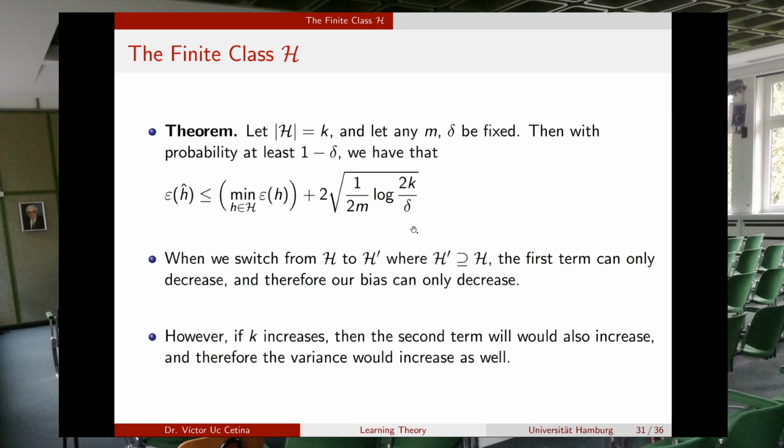However, if k increases, so now we are talking about this second component, then the second term will also increase. And k is the number of hypotheses. So if we increase it, this expression will increase, because we are now considering more hypotheses, and this expression is going to give you a larger number. So in the end, we will increase this upper bound. So if we increase the number of hypotheses, this error can only decrease, but this second term will increase.